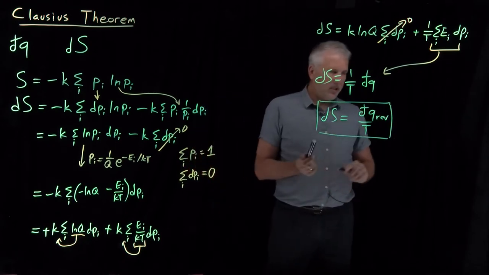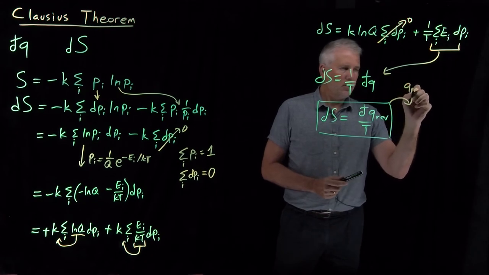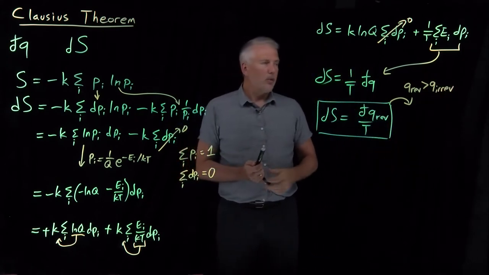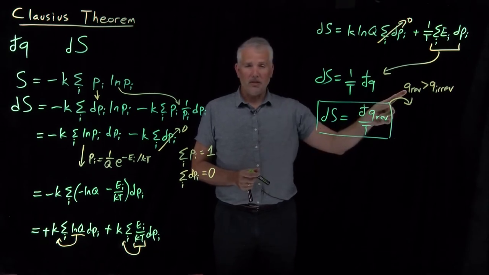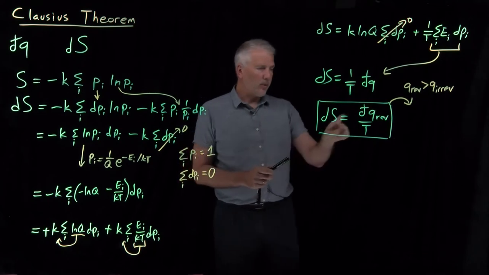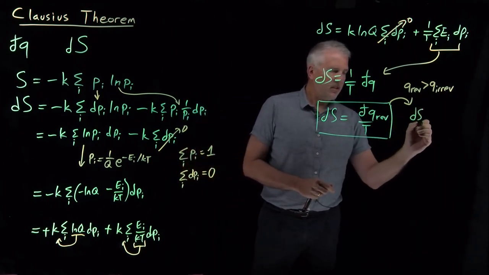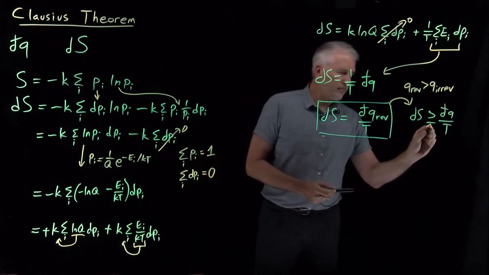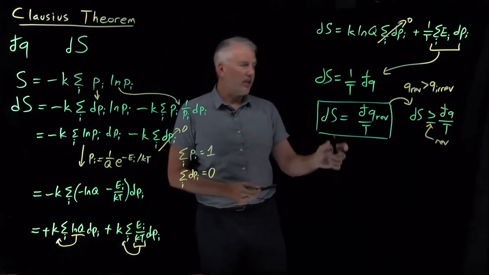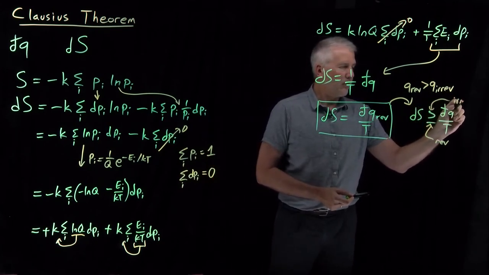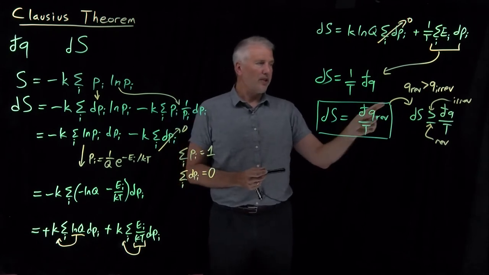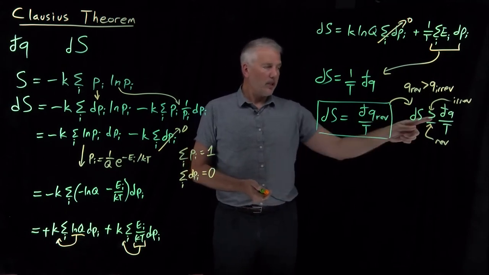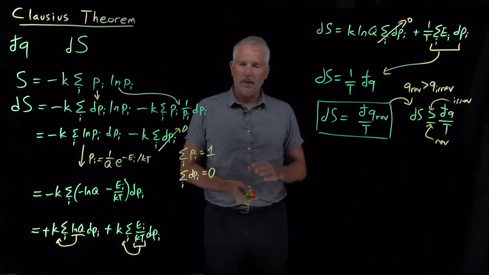If we remember also, when we talked about the difference between reversible and irreversible processes, we convinced ourselves that the reversible heat, the heat in a reversible process, is always going to be larger than the heat in an irreversible process. So another way of writing this statement would be to say that ds is greater than or equal to dq over t, where the equal sign applies to the reversible process, just as in this equation here, or the greater sign applies in the irreversible process, because the reversible heat is larger than the irreversible heat. So that's an alternate version of the Clausius theorem, which we'll explore more, this inequality, when we get to talking about things like the second law and spontaneity, but that's a little bit further in the future.